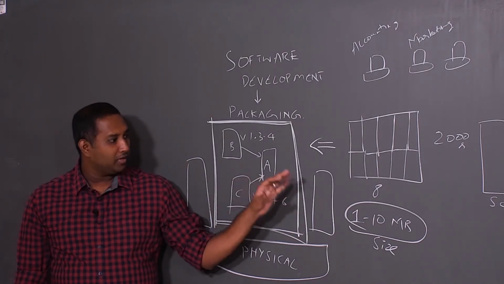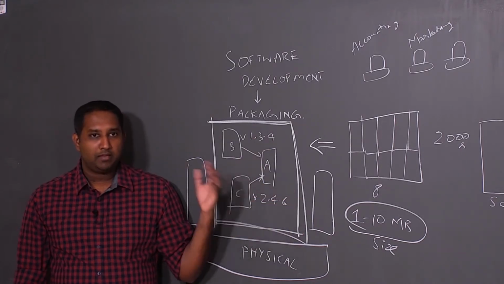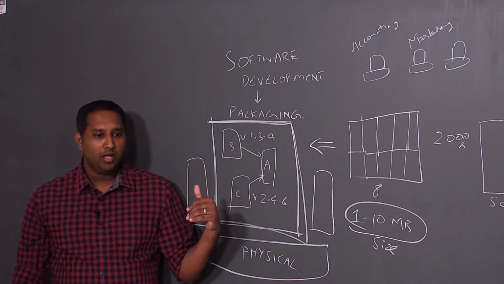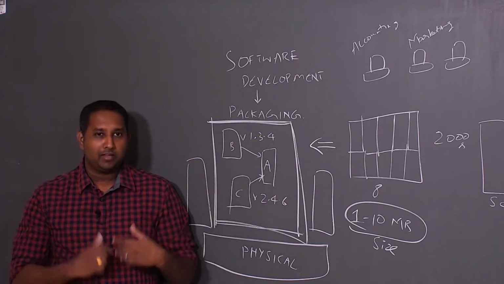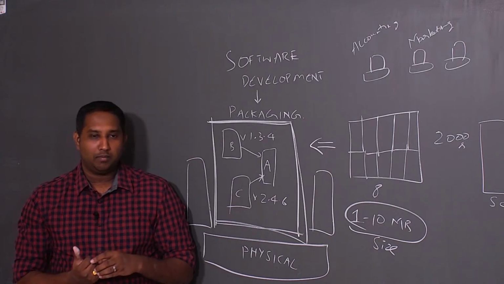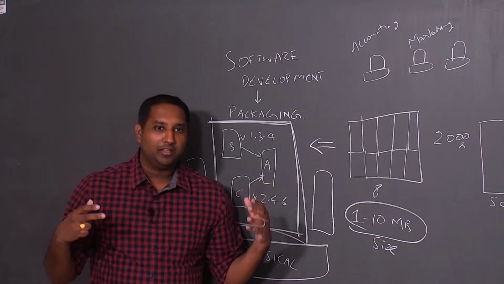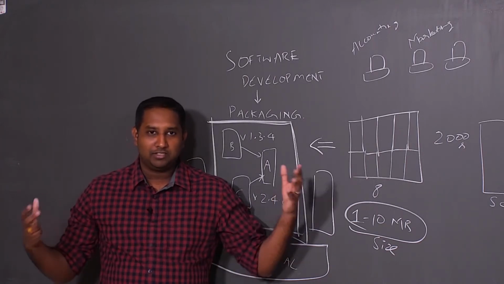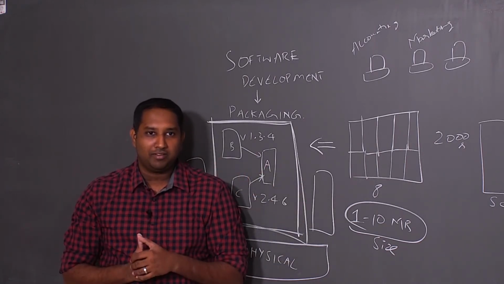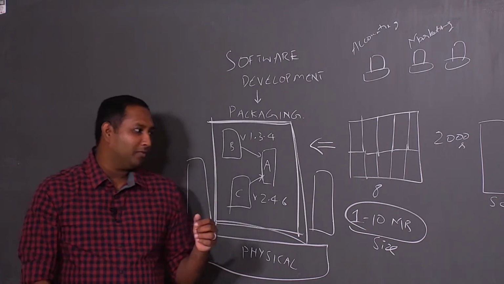So Docker was really born at this time as a way to package up your software and then ship it off to people. That's hence the name Docker. And if you look at the logo of Docker, it's really this ship with different containers on top of it. So that's really the analogy they're going for.